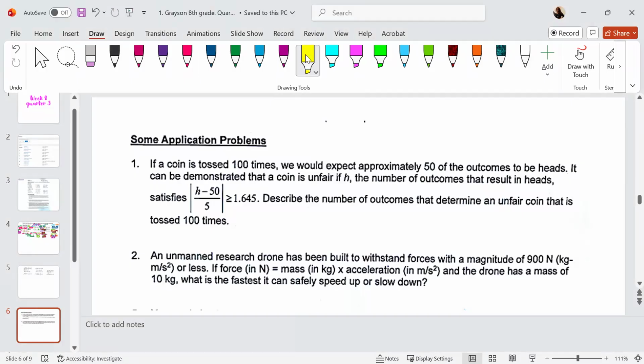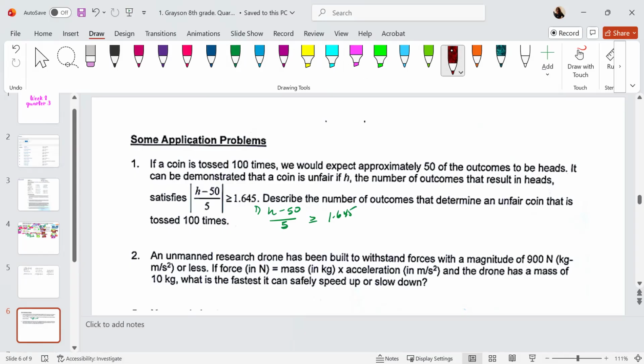We would expect approximately 50 of the outcomes to be heads. We can make a statement that a coin is unfair if the number of outcomes that results in heads satisfies (h minus 50) over 5 is greater than 1.65. So let's try to do this, right? First equation, (h minus 50) over 5 is greater or equal to 1.645, correct?